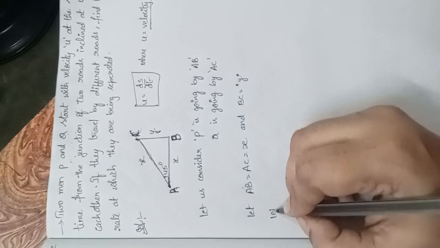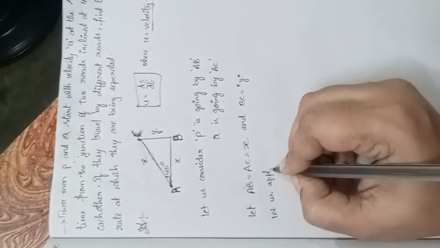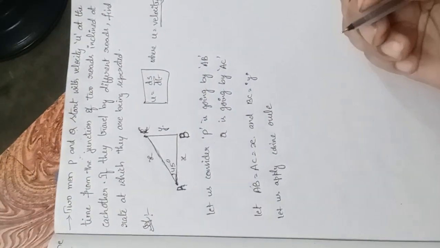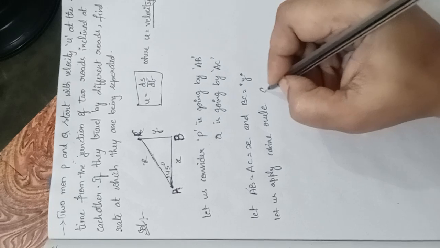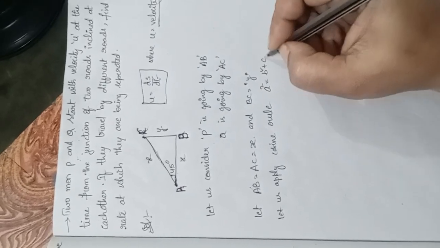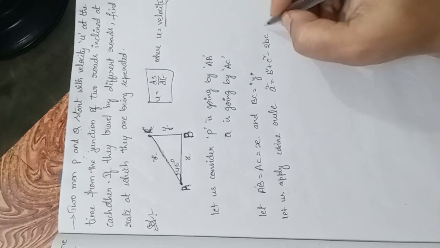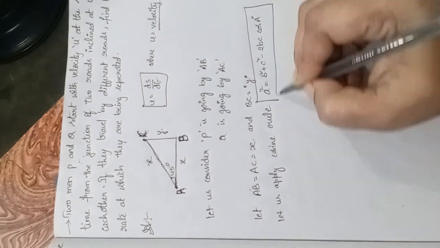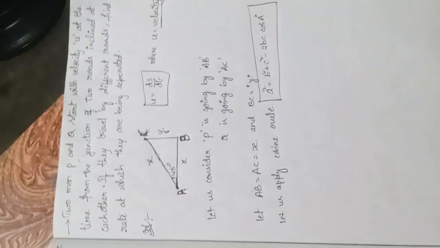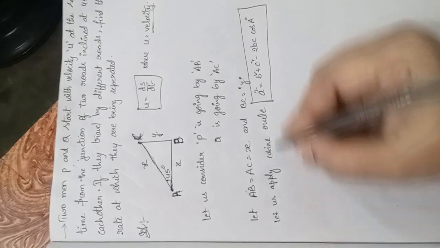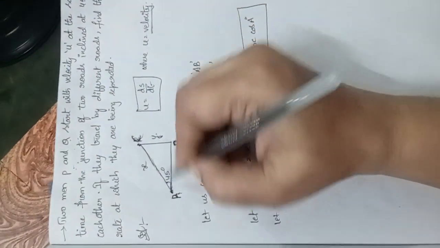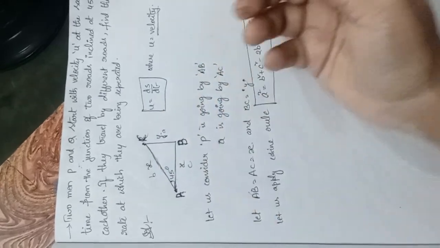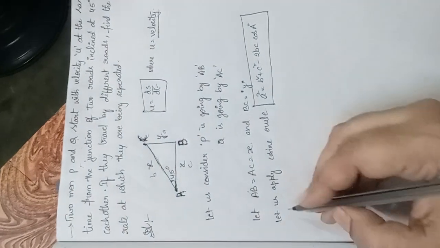So now let us apply the cosine rule. What is the cosine rule? a square equals b square plus c square minus 2bc cos A. This is the cosine rule for the triangle. Understood? So here a is opposite to A, b is opposite to B, and c is opposite to C.